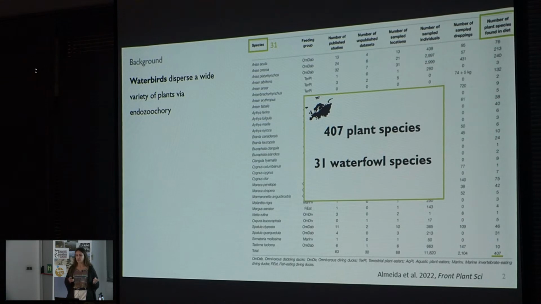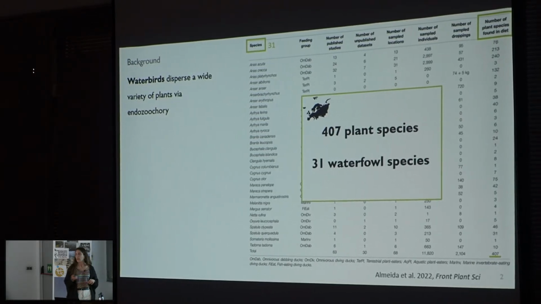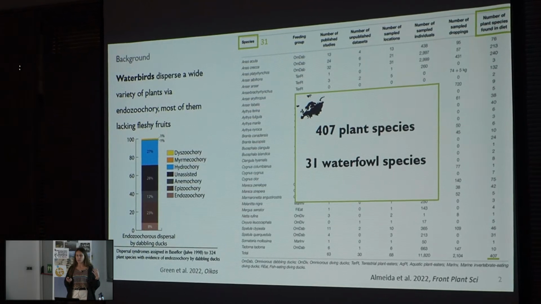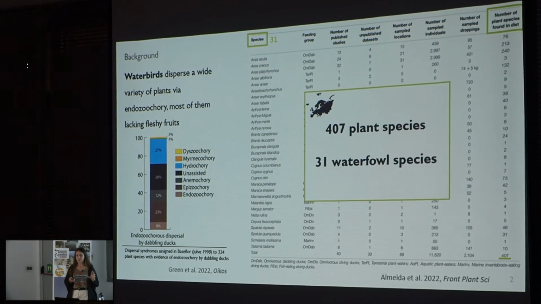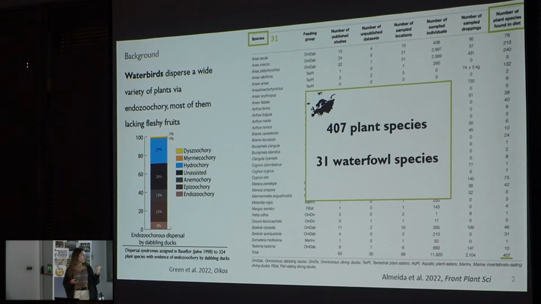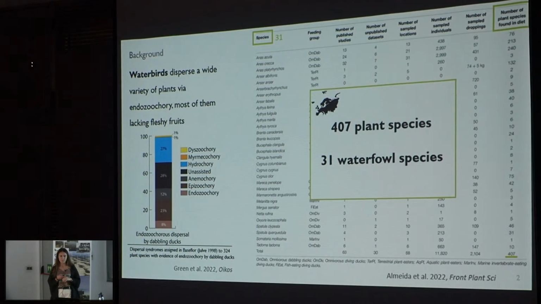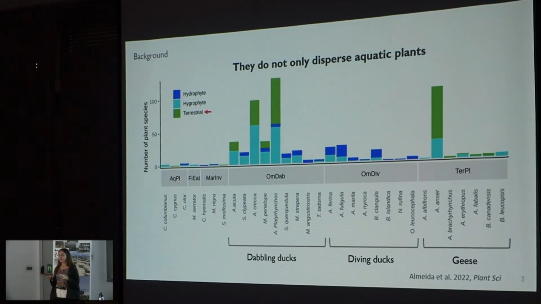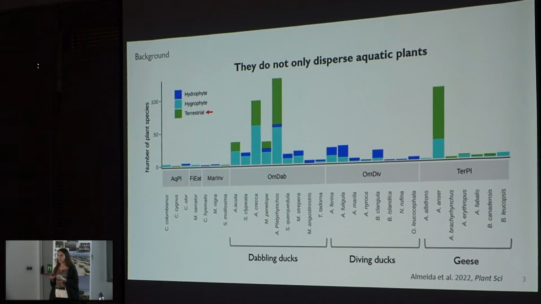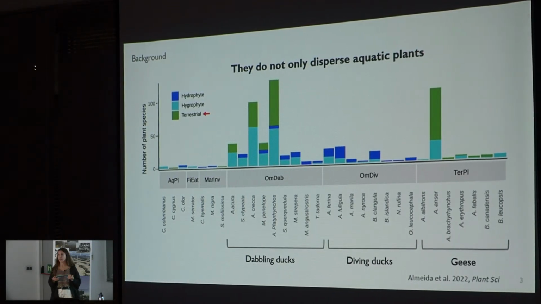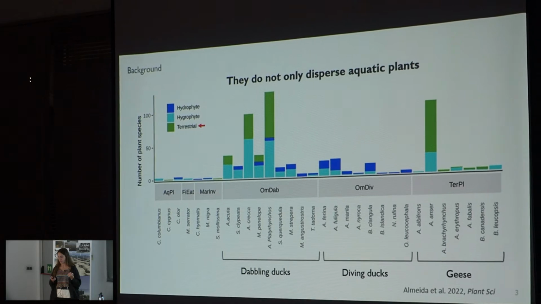For example, in this study, they saw that seeds from more than 400 plant species had been reported in the diet of 31 European waterfowl species. And most of the seeds that are found dispersed by waterbirds are from other syndromes than endozoochory, as you can see in this plot, for more than 300 plant species dispersed by dabbling ducks. And maybe you are only thinking of aquatic plants or macrophytes, but we know that waterbirds can also disperse terrestrial plants, especially dabbling ducks and geese, because of their feeding habits.